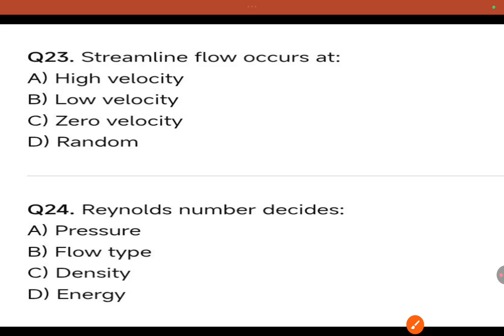Streamline flow occurs at high velocity or low velocity? Just check. Streamline flow occurs at high velocity. Am I right? Where will we see streamline flow? We see it in aeroplanes and bullet trains.